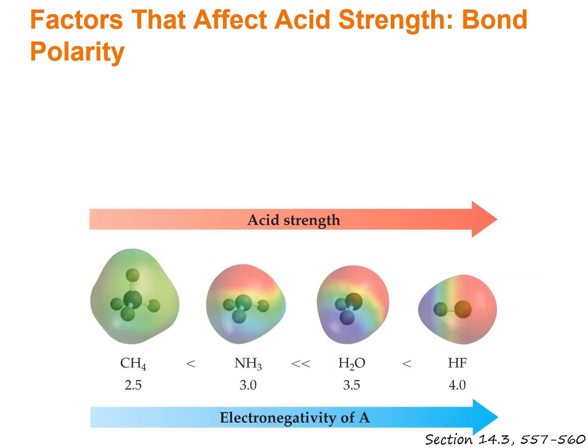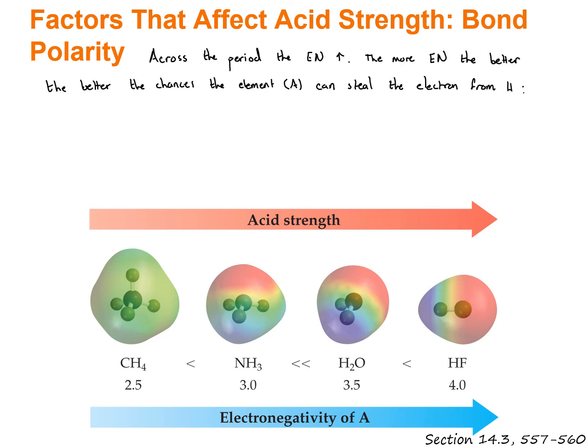Another thing that can affect the bond strength is the bond polarity. And so just taking a couple of these binary acids being CH4, NH3, H2O, and HF, we see that if we go across the period, the electronegativity is going to increase. Now, the more the electronegativity increases, the better chances that we can steal that electron from the hydrogen. So if we're looking for fluorine, it wants to steal that electron from hydrogen, and that proton is going to float away, and the fluorine will be left with that extra electron and be F minus now.